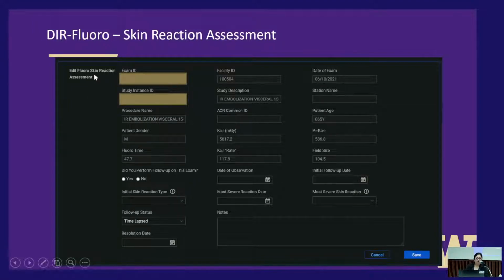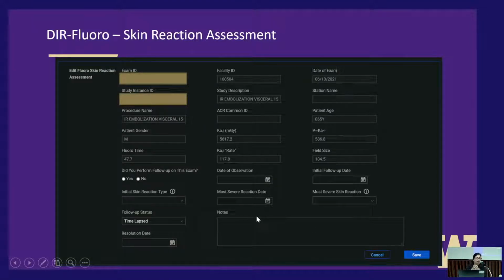This is a fluoro skin reaction assessment where you can put in the information of the study, the fluoro time, the air kerma rate, and then exactly what I showed you 2 days ago, what we do via email. It's asking, did you perform follow-up? Yes or no? And do you see any skin reaction? I don't have what the options are here, but it's probably yes or no. Then when the follow-up was, probably within a certain time period, any observations seen, most severe reaction date, most severe skin reaction, things like that.